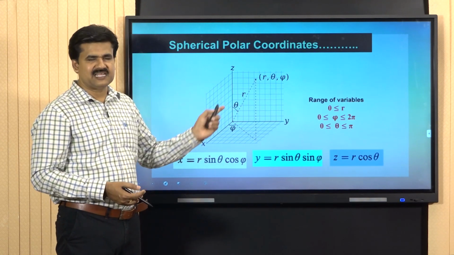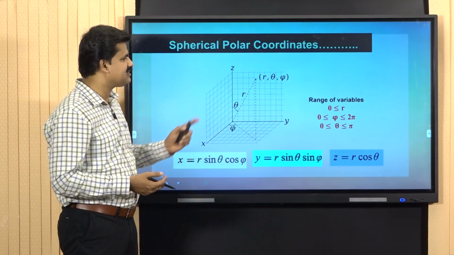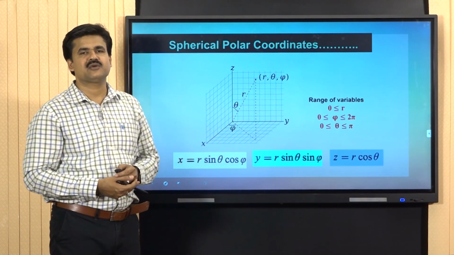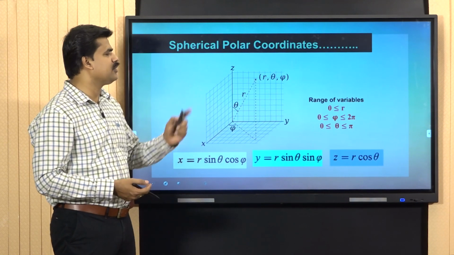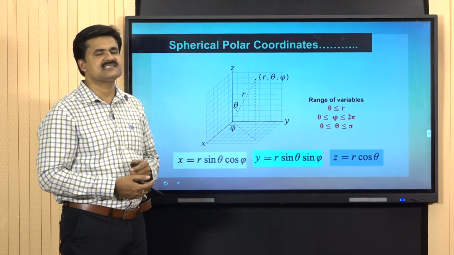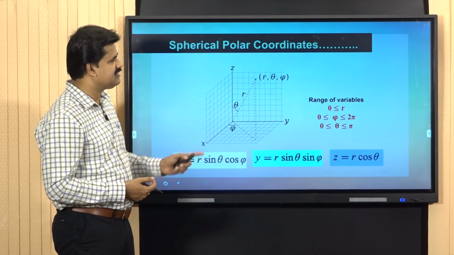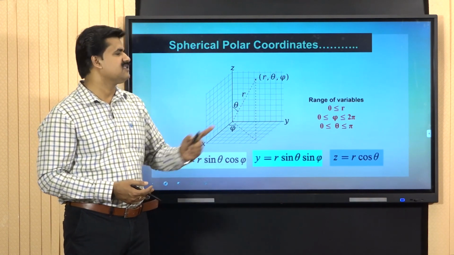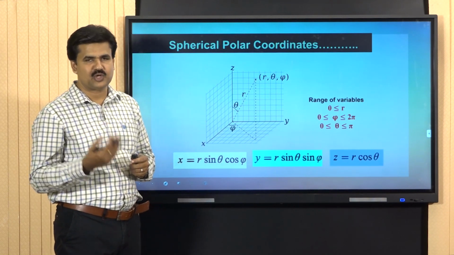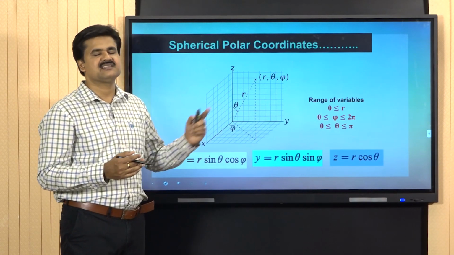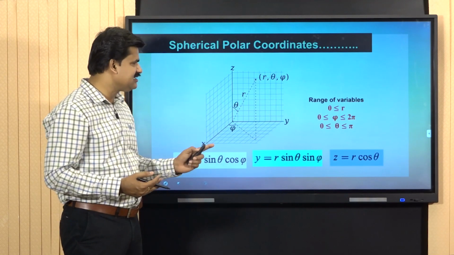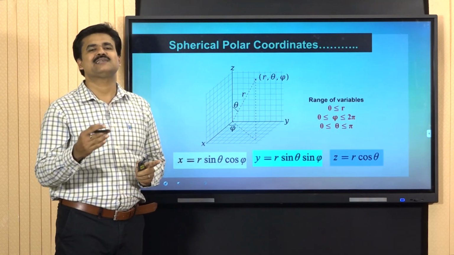So, the three variables r, theta and phi are depicted here, and the ranges of the variables are like this: 0 less than or equal to r, 0 less than or equal to phi less than or equal to 2 pi. That is, the range of phi is from 0 to 2 pi. And the last variable, theta, has the range 0 less than or equal to theta less than or equal to pi. From this, it is clear that the range of theta is from 0 to pi and the range of phi is from 0 to 2 pi.